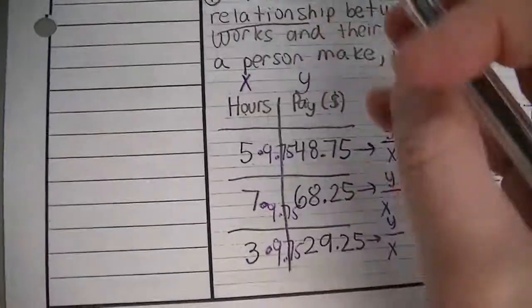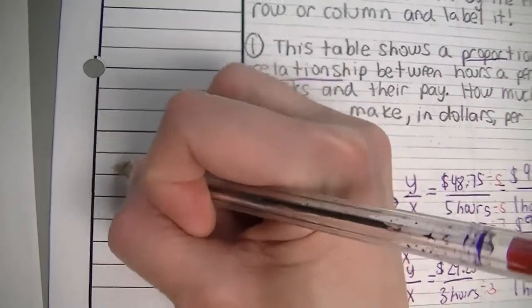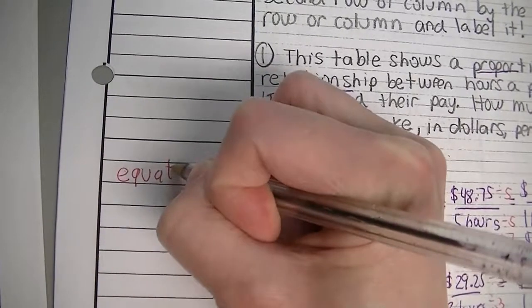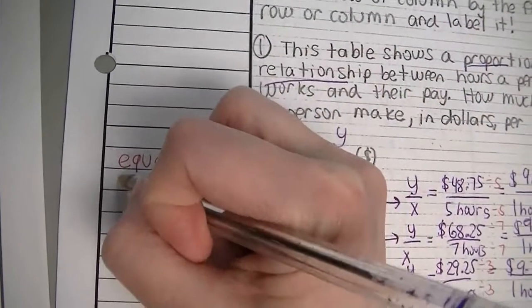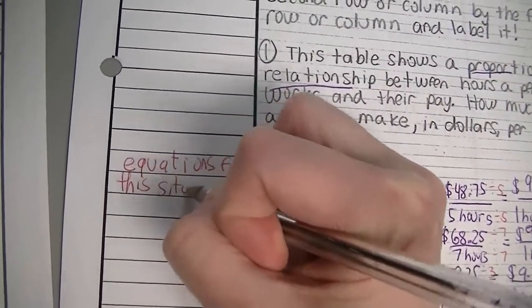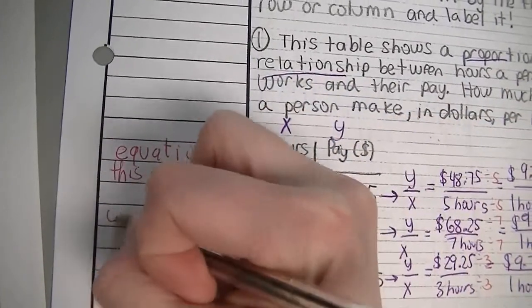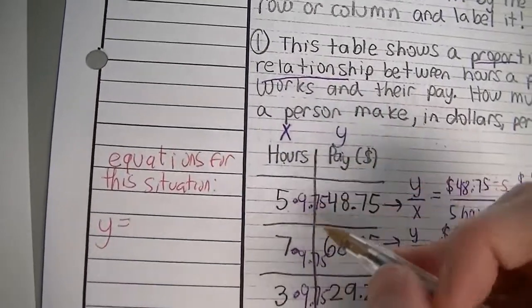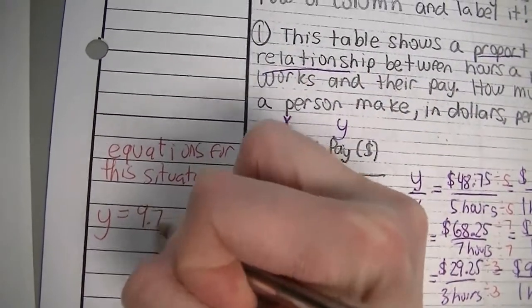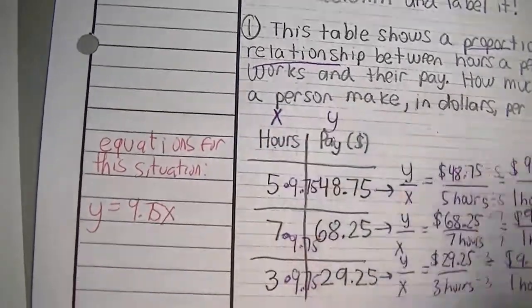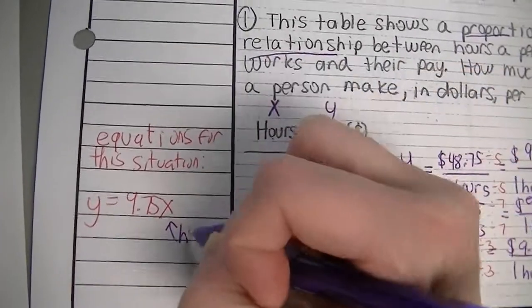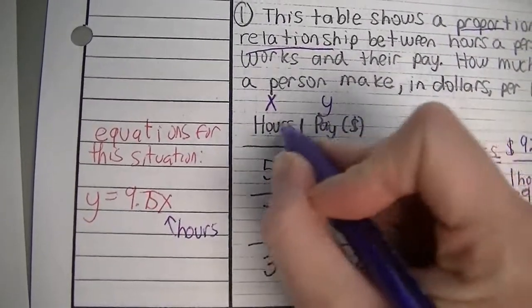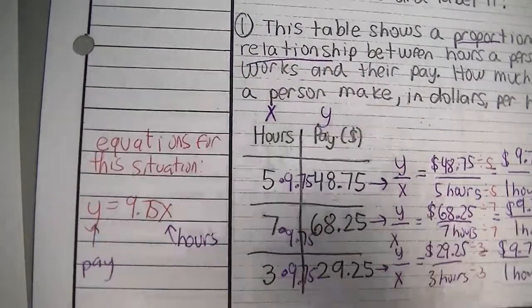So some of you may get this right away, and some of you, we might need more practice, but for the future, I'm going to make you find equations for situations. So the equation for this particular situation would be y equals, now that unit rate is $9.75 times x. And I do want you to label that. The x represented hours, and that's why I make you label everything, because then when you go to label other things, you're not confused. Y represented the pay. Okay?